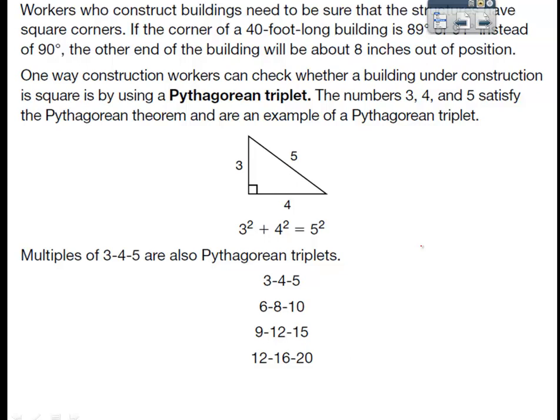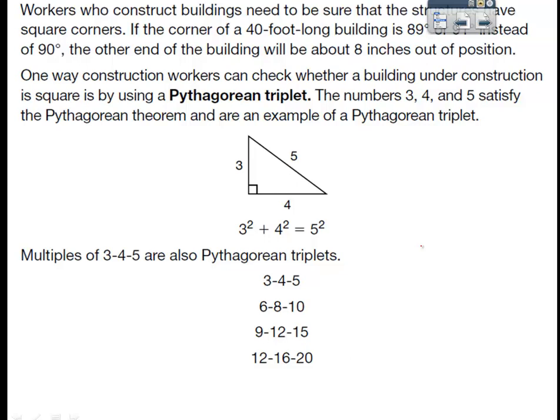So when workers are building a building, for example, if they've got a building that's going to be 40 feet long, and instead of having a 90-degree angle, they have an 89-degree angle or a 91-degree angle, when they get to the end where the walls are supposed to meet, they're going to be 8 inches apart, which is a major problem. So that's why it's important that construction workers check whether their building under construction is square by using the Pythagorean triplet. I'll show you how they'll do that on the next slide.